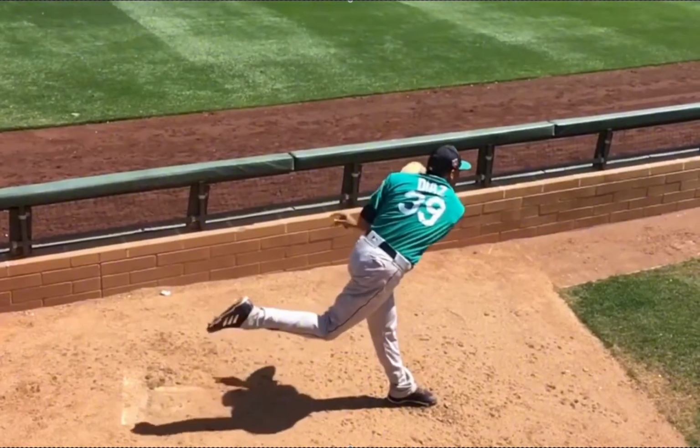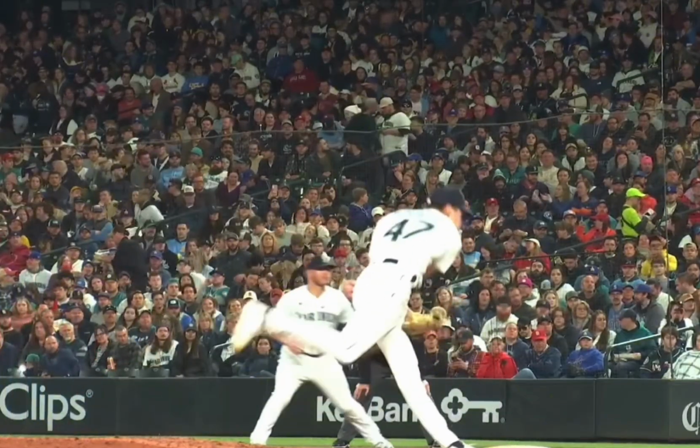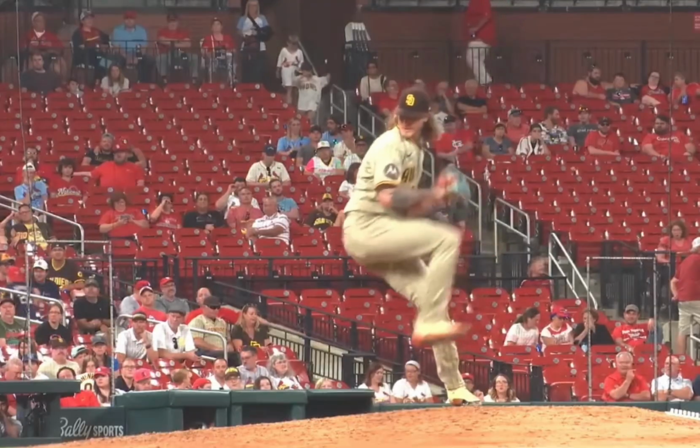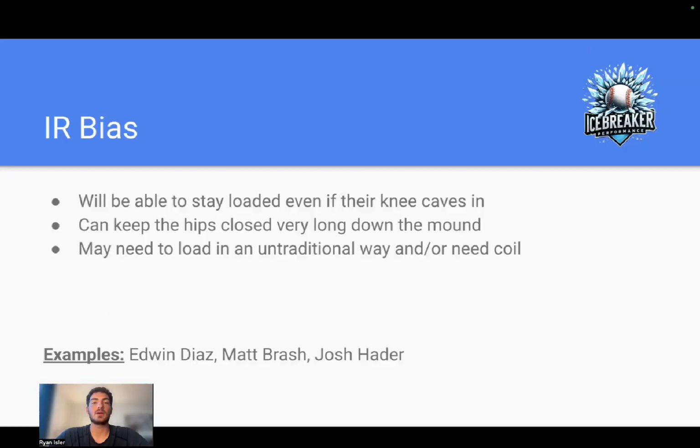Matt Brash is one. Josh Hader is another, right? And these guys, again, all of them throw 100, really good relievers in the big leagues, and they don't move like a typical person, right? This one is a little bit less common than an ER bias. And these guys are able to hold a lot of energy in their back leg, even though it's in a quote unquote untraditional way. But again, they transfer a lot of energy up the chain and can throw hard.